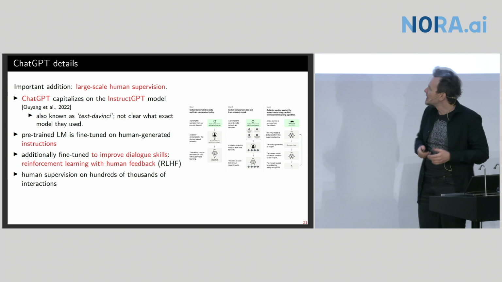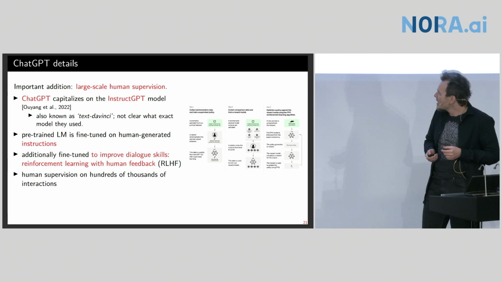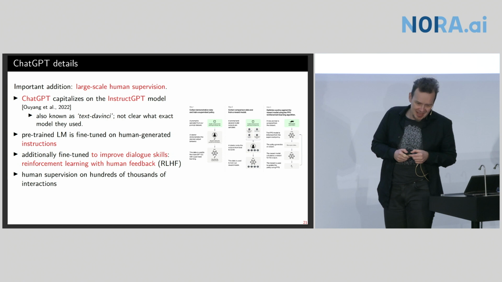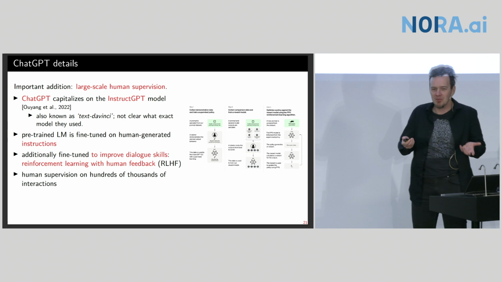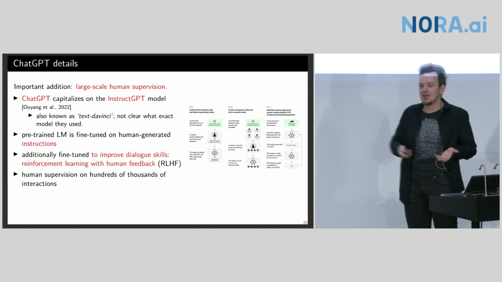So it was an extensive manual work, which of course to some extent is discouraging, because the promise of neural language models was to remove the need for human supervision, right? We hoped that it would be possible to train on raw texts, but it seems that in order to achieve something like ChatGPT, you actually need hundreds of thousands of hours of manual labor.